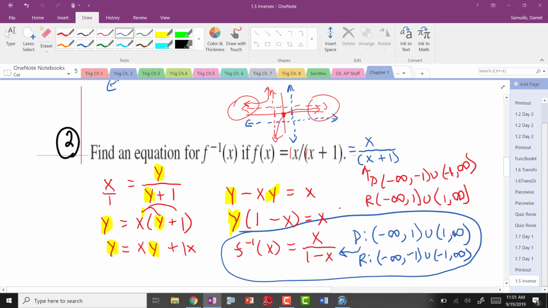And then, hey, this point 0, 0. How did I get that 0, 0 in the original function? All I did is plug in 0 for x. What's 0 over 0 plus 1?